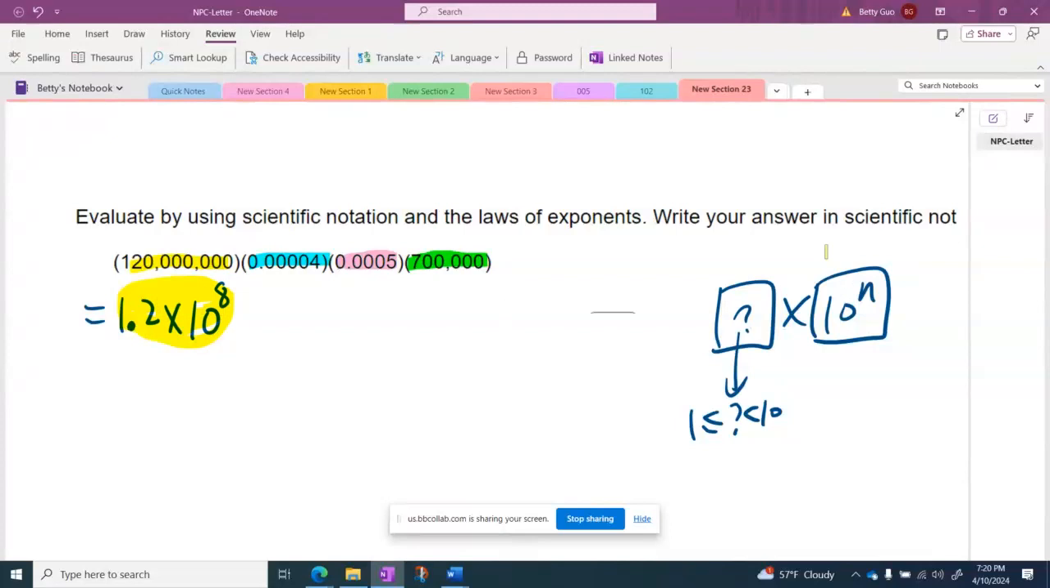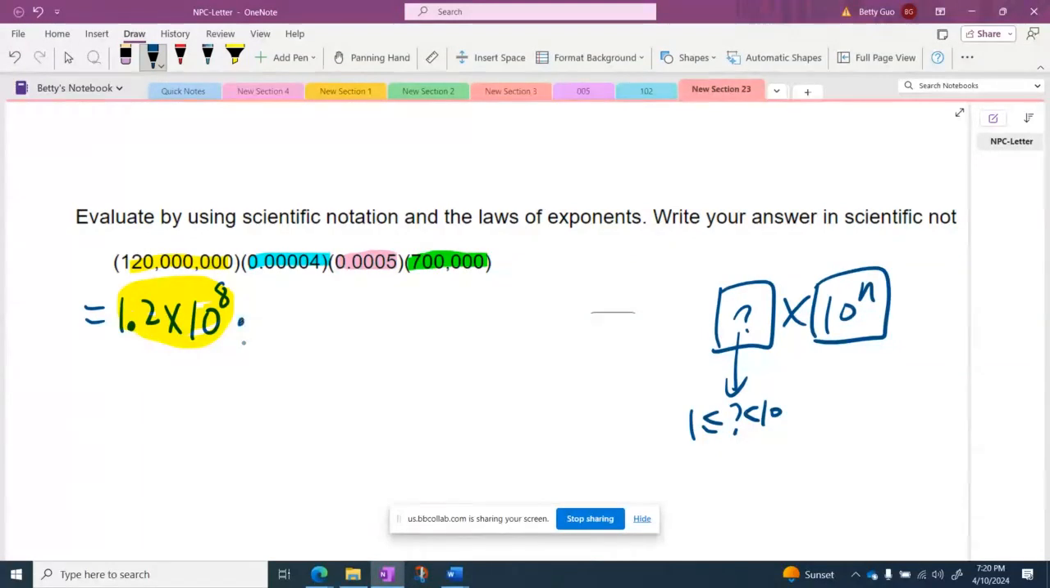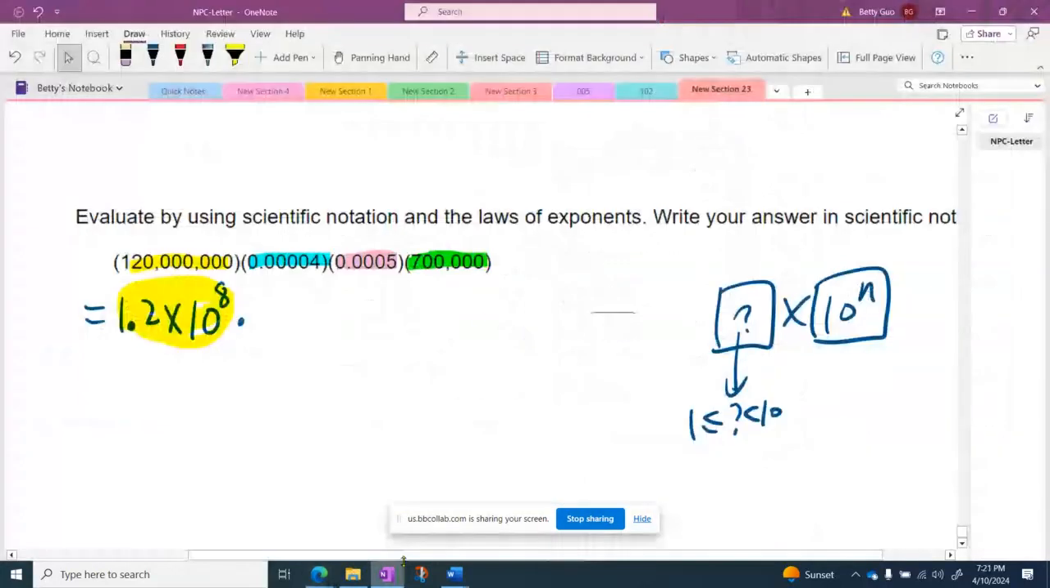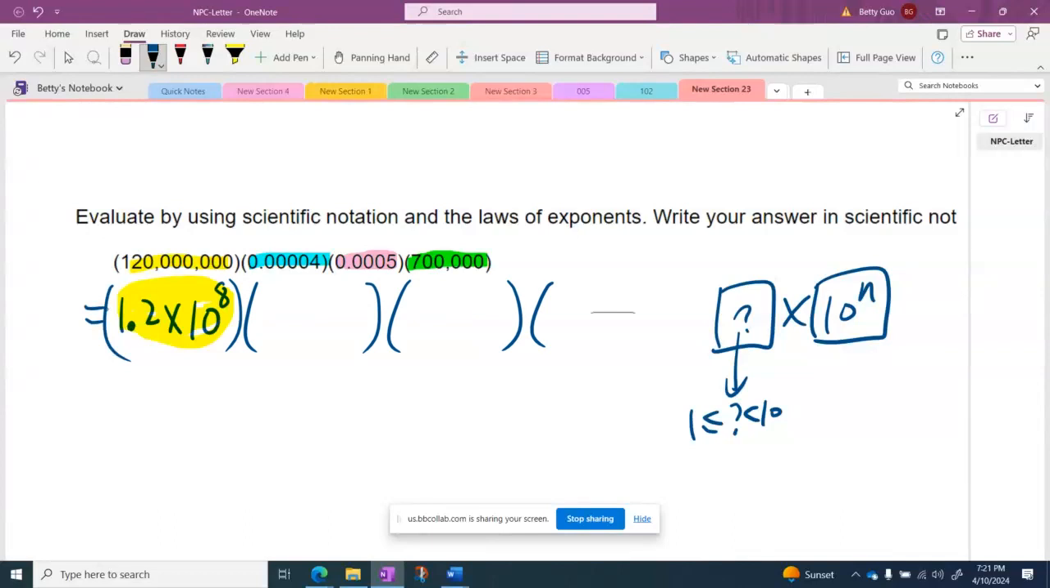Multiply by the blue. Let's see the blue. Well, I can use the parentheses like what it has before. So this is the yellow, and the blue is here.